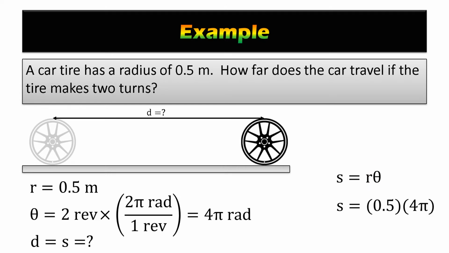So you just plug in, the radius is 0.5 times 2 revolutions, or 4 pi radians, and you get a distance of 6.28 meters. So the distance around the circle twice is 6.28 meters, and that translates to 6.28 meters as you travel linearly without slipping. You assume the tire doesn't slip.